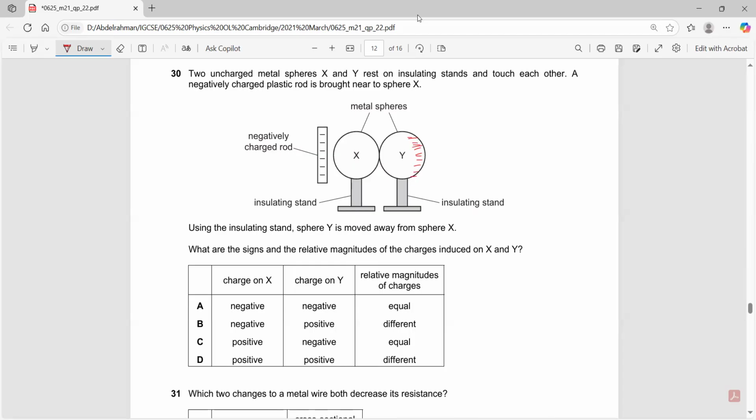So the charge on Y would seem to be negative, and therefore the charge on X would seem to be positive. So we have a positive charge on X, a negative charge on Y, and the magnitudes of them are both equal.